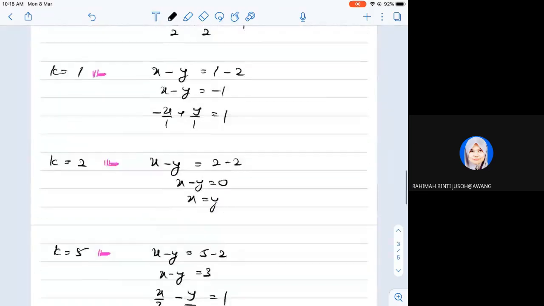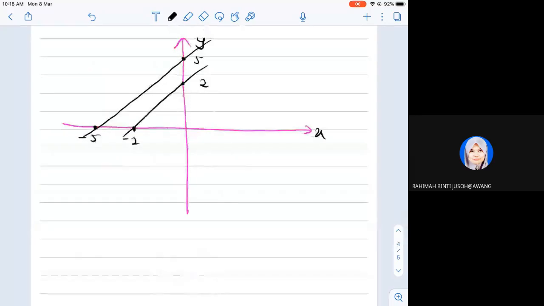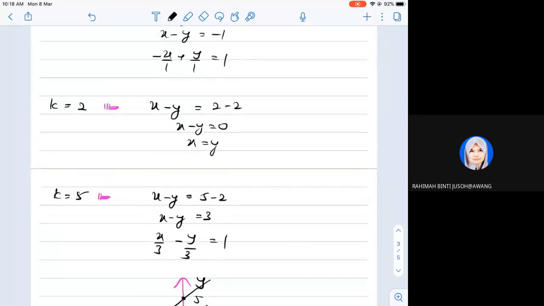And then we have negative 1 and 1. So negative 1 and 1. Here negative 1, right here is 1. So this is the line. Macam tu. Okay. Lepas tu kita ada x equals to y. What happened guys for this equation? X equals to y.